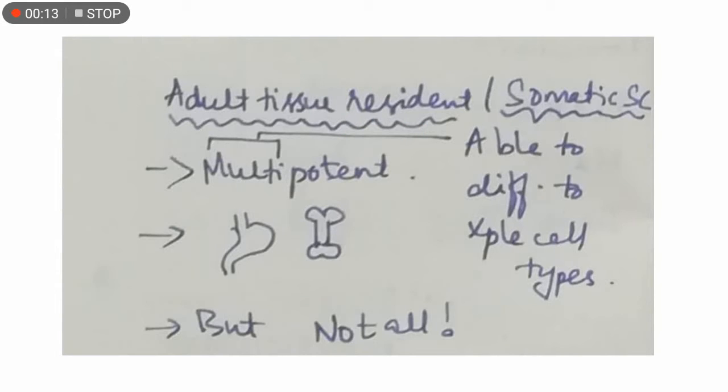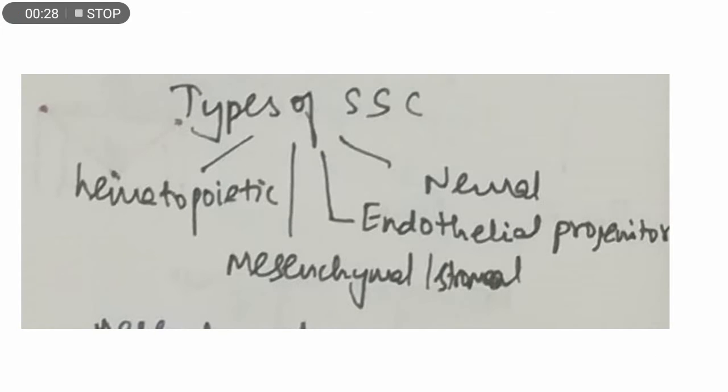Adult tissue resident or the somatic stem cell. It's a multipotent stem cell because it has the ability to differentiate into multiple cell types, but not all the cell types. Examples include those in the GI mucosa and in the bones, that is the bone marrow. Second, there are these types of somatic stem cells, such as the hematopoietic, those blood-forming ones, endothelial progenitor, the neural, mesenchymal, or the stromal ones too.